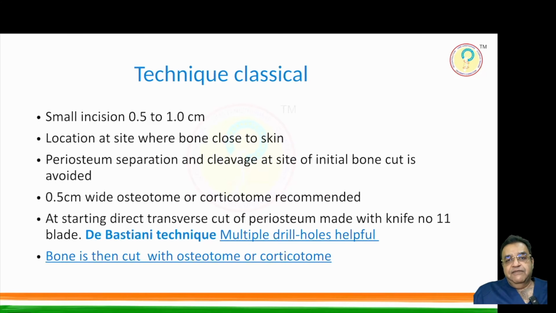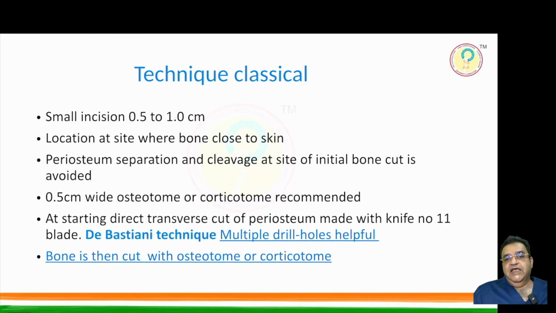Periosteal separation and cleavage at the bone site is cut and avoided. Once you incise the periosteum, you should not separate it too much with a periosteal elevator. A small 5 millimeter osteotome is recommended for the initial cut, and at the start, the transverse cut of the periosteum is made with a number 11 blade.